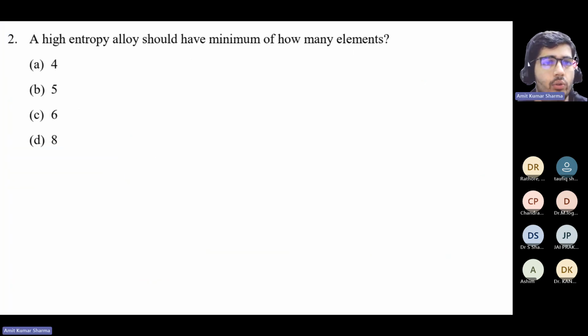A high entropy alloy should have minimum of how many elements? 4, 5, 6, and 8. Five.